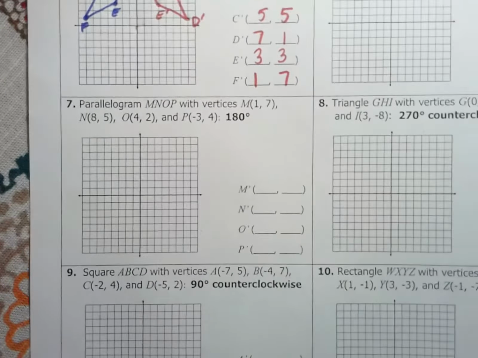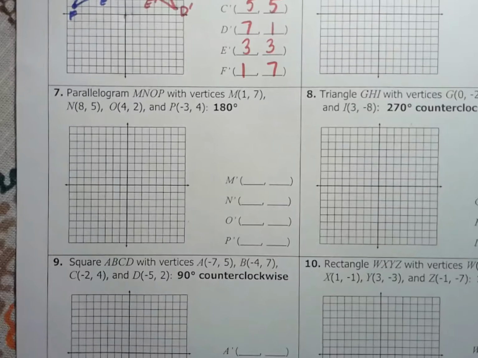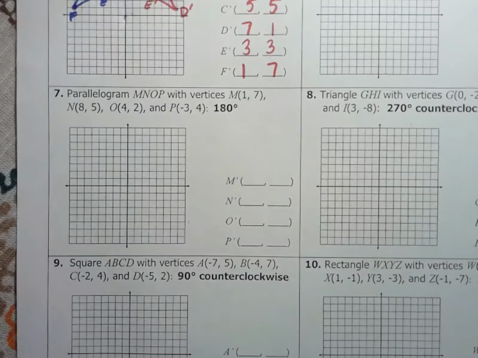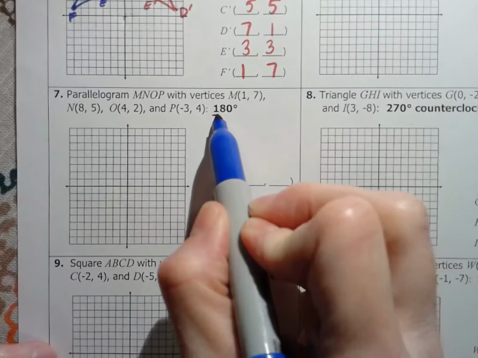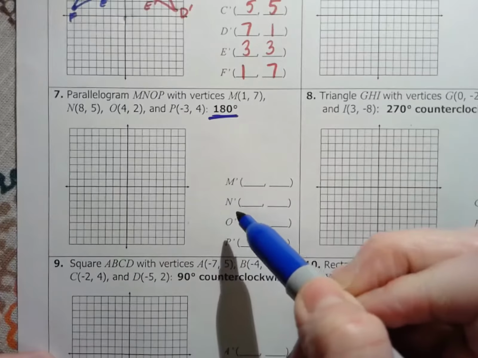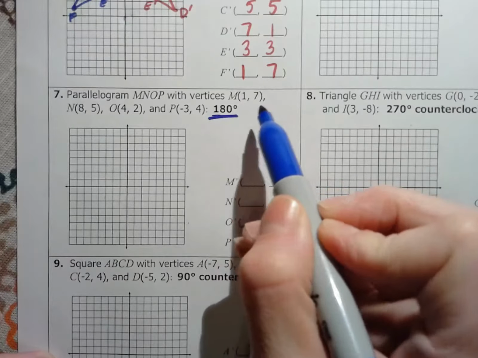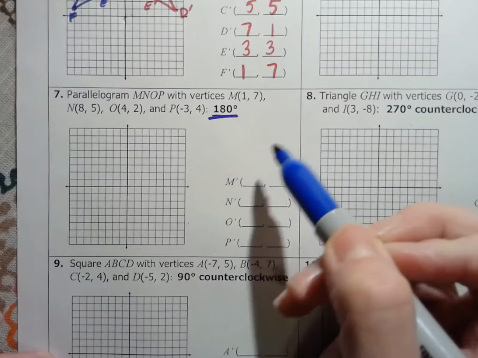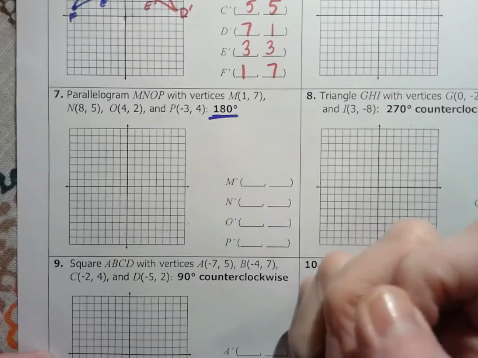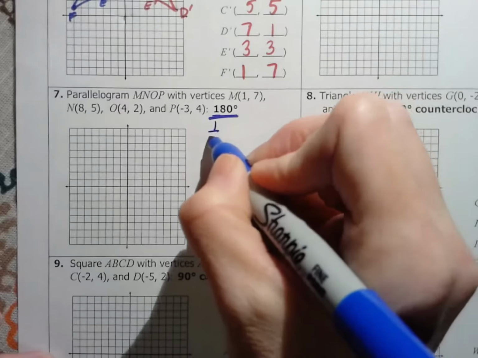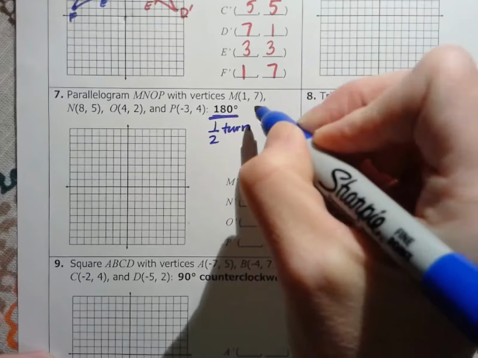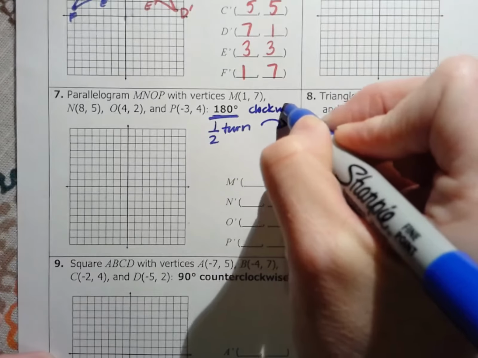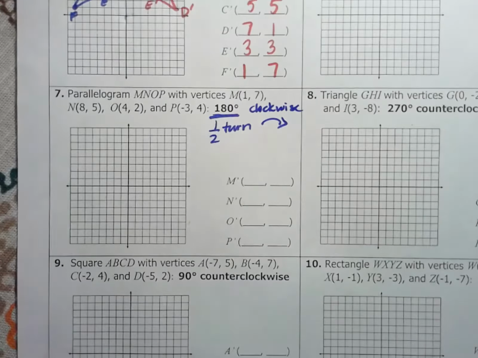All right, so let's look at 7. 7 has a parallelogram, and they give us the vertices, but all we see for our rotation is 180. If the words counterclockwise are not written, then you can assume it's going to be clockwise. So this is 1/2 turn to the right. So again, if they don't tell you how to turn it, you can assume it's clockwise.